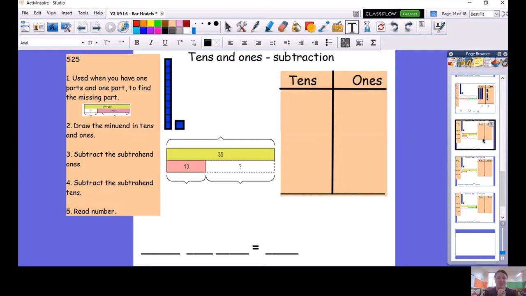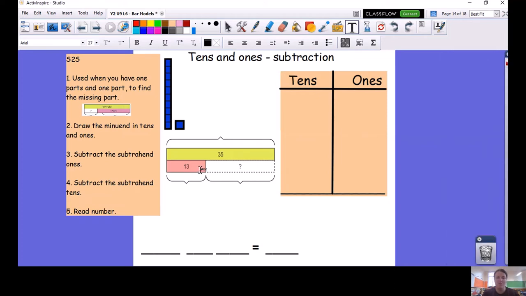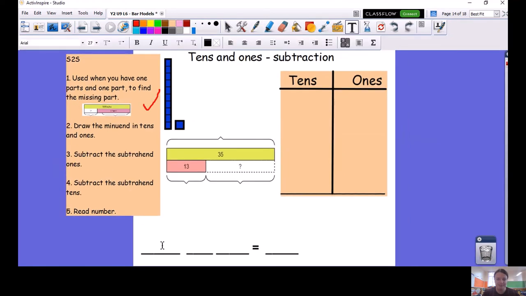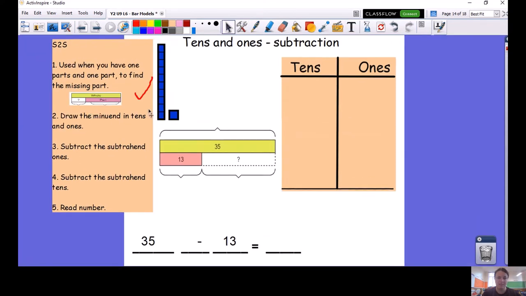Right, step one. Let's check that it is definitely a subtraction question. I've got the whole, and the whole is 35. And I've got one part, and the one part is 13. I'm trying to find the other part, right? Okay, so it's definitely subtraction, and I'm going to write out my subtraction question. I know that when I do a subtraction question, I always start with my minuend, my biggest number, 35. And I'm trying to find what that number will be if I subtract 13 from it.